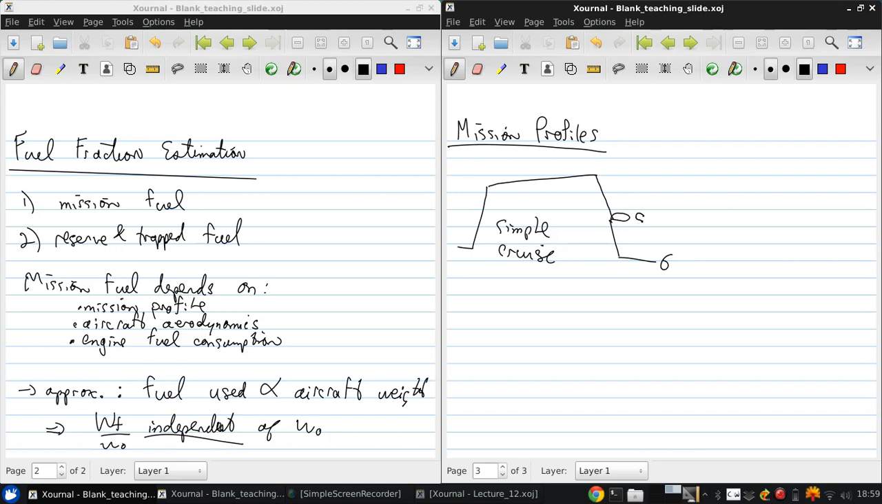And I'll just label these to make it easier for us to talk about this later. So this is takeoff. This is climb. Here we have cruise. The descent, which is broken up by the loiter. And then, of course, landing.